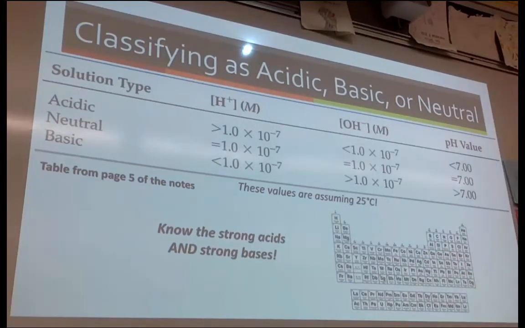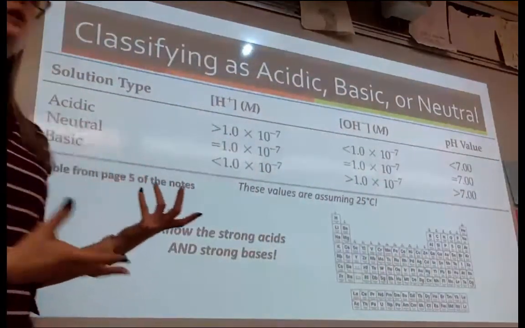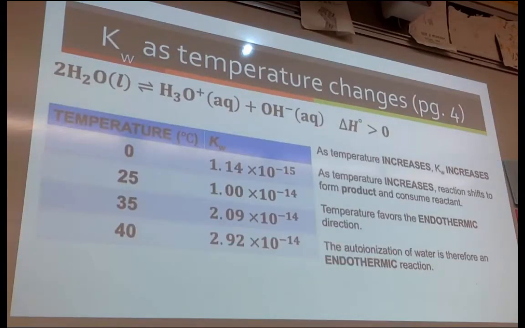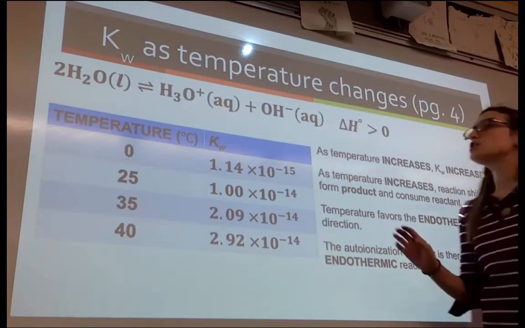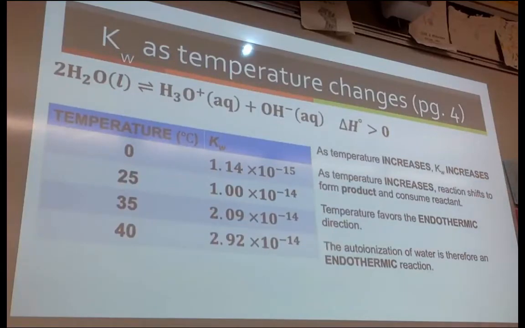So again, when we're classifying as acidic, basic, or neutral, we're just looking at, do we have more H plus, do we have more OH minus, or are they equal? So we'll keep that in mind. We are going to look at KW again as well. In both videos, 7.1 and 7.2, we talked about KW. KW is on your equation sheet.